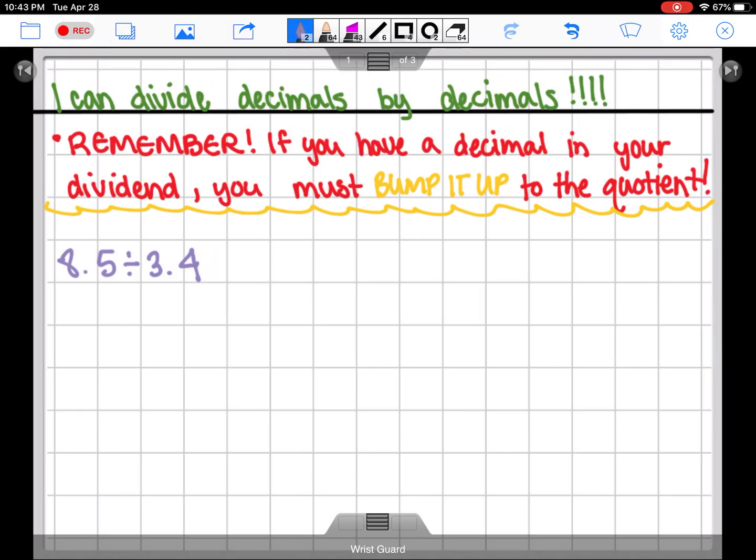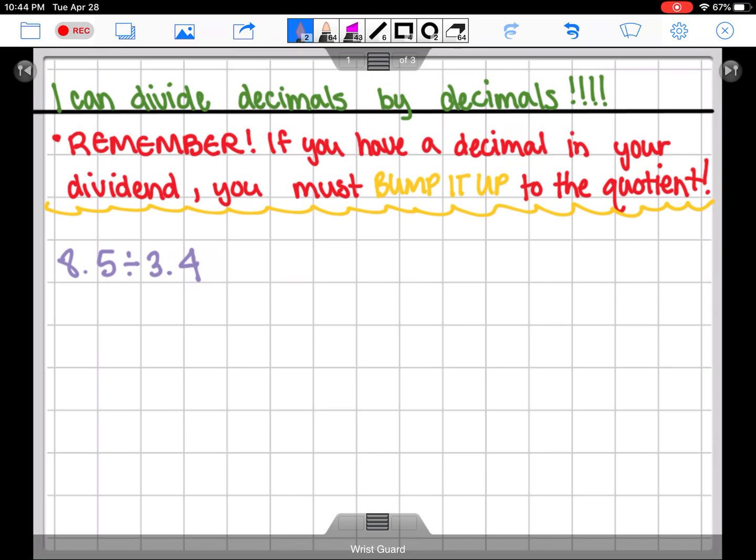I want to introduce you to dividing decimals by decimals. That means both your dividend and divisor are going to have decimals in them, and we need to talk about what that means. So the same rules that we've been talking about still apply. If you're going to do it to one number, you've got to do it to both of them. All right, we've got to be fair.